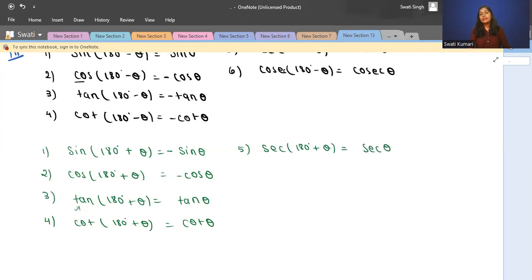But what is the sign? The sign is going to be negative because in the third quadrant sec is negative. And this will become cosec of 180 degrees plus theta, which is going to be negative cosec theta.